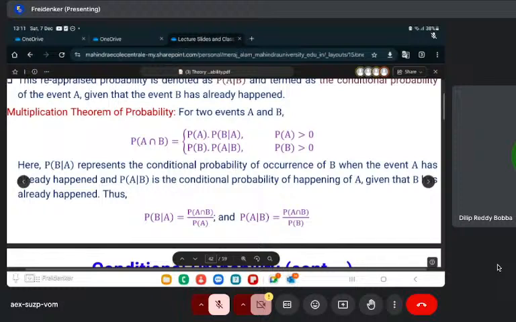probability that B given A happened. Like, not happened, but probability of A into probability of B given A happened. Fine. Or the other way is also fine: probability of B into probability of A given B happened.